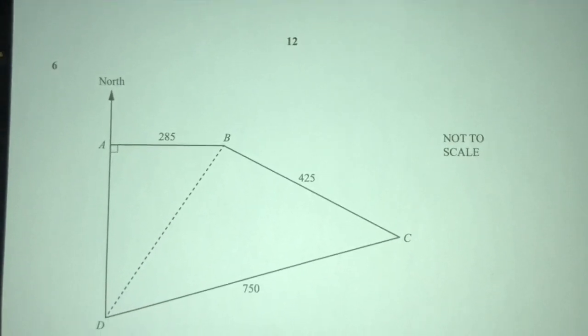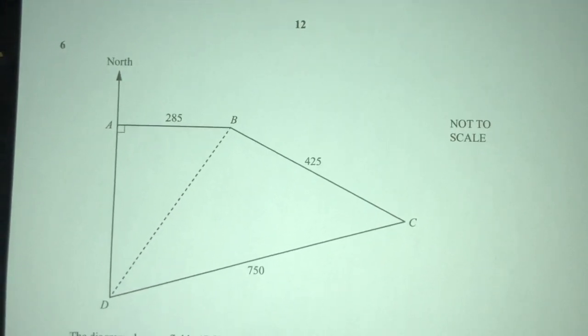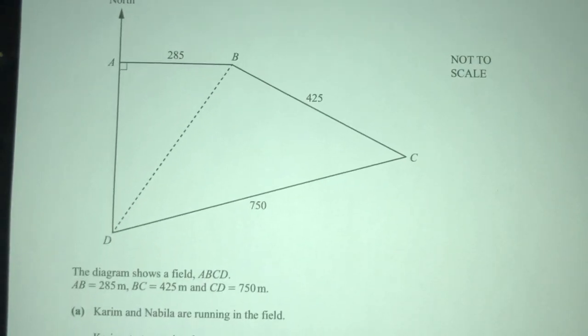Now let's move on to question number 6. So here we have a diagram. Let's see what happens here. The diagram shows a field A, B, C, D, where AB is 285, BC is 425, and this is 750. Cool. Now Karim and Nabila are running in a field.